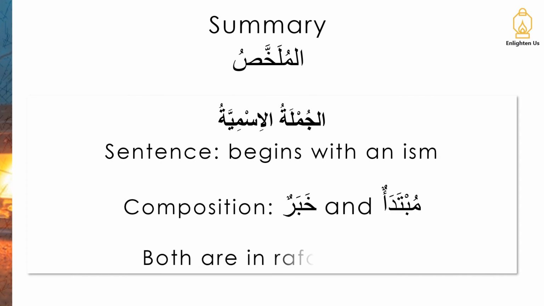So we've been looking at the jumla ismiya, and the jumla ismiya is a sentence that begins with an ism. In terms of composition, it has a mubtada and the khabar, and both of them have to be in the state of rafa.